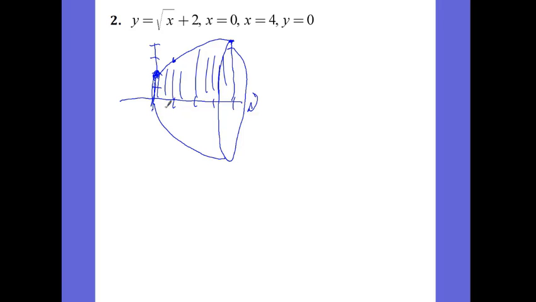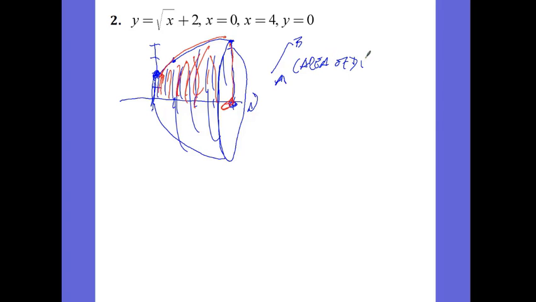Looks kind of like a gumdrop or something, right? But once again, our cross sections are just going to be circles, and each circle is going to be defined by this radius here, which is defined by the function. Okay, so define the volume of this figure. So again, A to B, area of the disk, dx, integrating with respect to x.